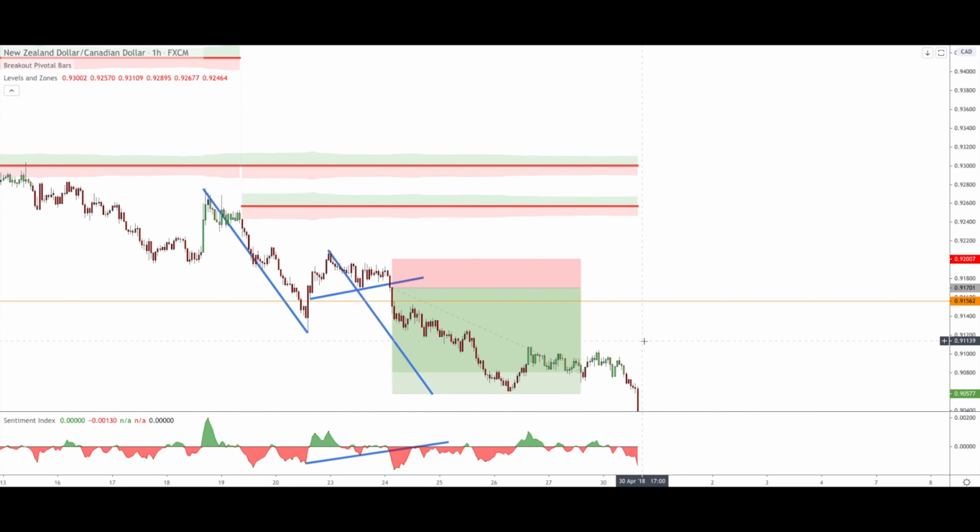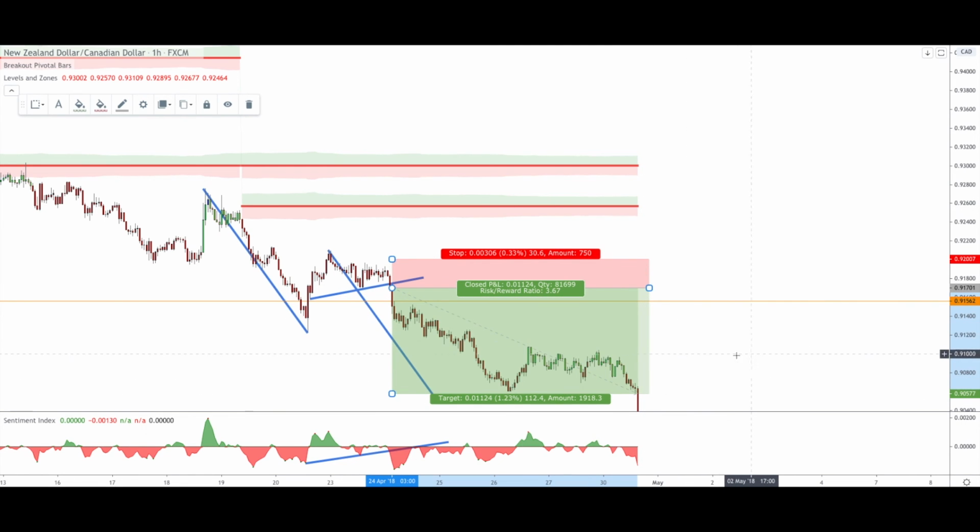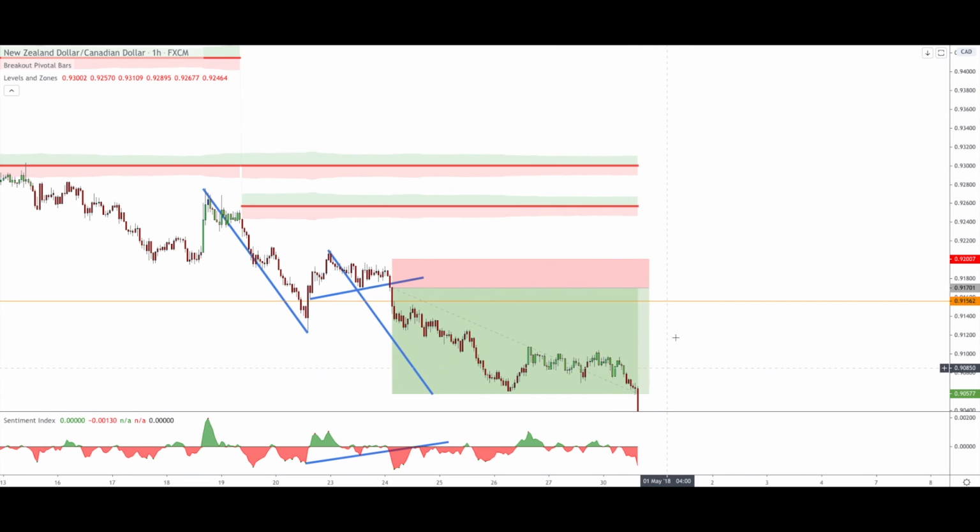I must admit it took quite some time. It took longer than I was hoping for, but we ended up reaching the target. So we got a 3.7x return, which is excellent. When you have this kind of situation, you just have to be patient and patient and patient, because we cannot expect the market to do what we want within a certain time.